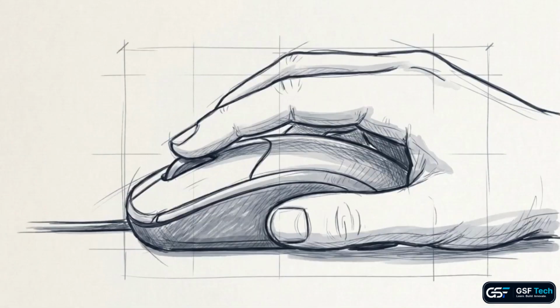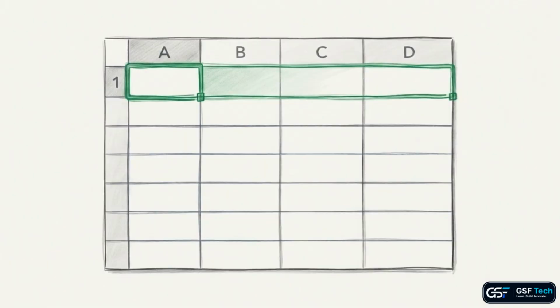Step 1 is highlighting your space. Click and drag your mouse across the specific range of cells you want to combine. For example, grab cell A1 and drag all the way over to D1.